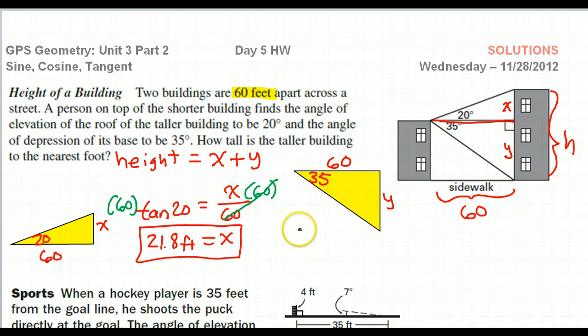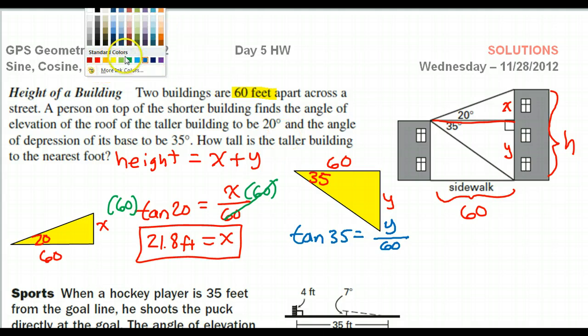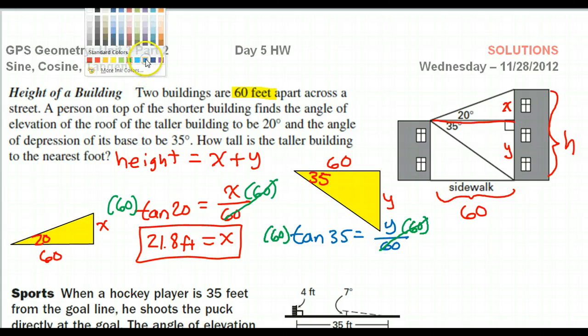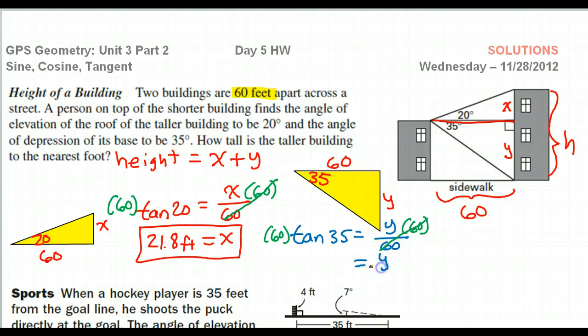So we're going to do tangent of 35 is equal to opposite over adjacent. So Y over 60. So we'll just multiply both sides by 60, like so. 60, 60, just like we did before. So those are going to cancel each other out. So that's going to give me that Y is equal to 60 tangent 35. I'm just going to put that into my calculator. So that is 42.0 feet.